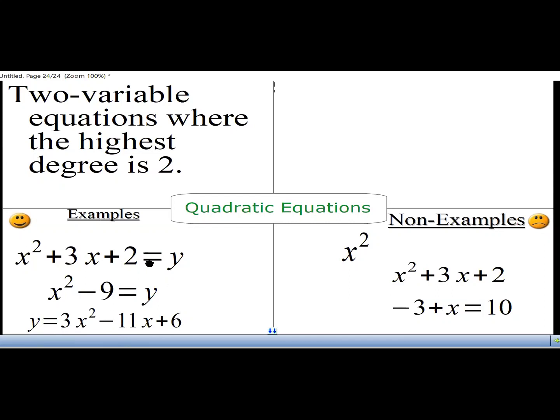And I can give you more combinations by moving terms around into different parts of the equation, but that's basically the examples. Non-examples: x squared plus 3x plus 2, and negative 3 plus x equals 10. Think about it. Why are these not quadratic equations? Look at them. Look at the first two, x squared and then x squared plus 3x plus 2. Why are those not quadratic equations? Jesus, what do you think?